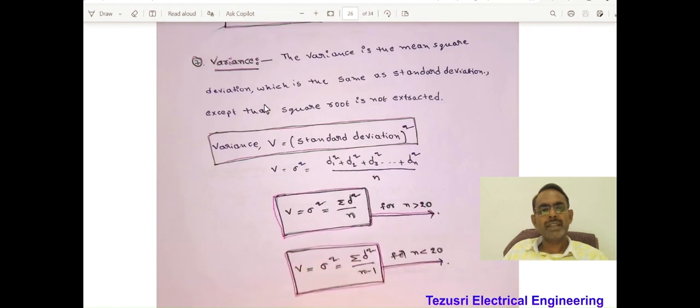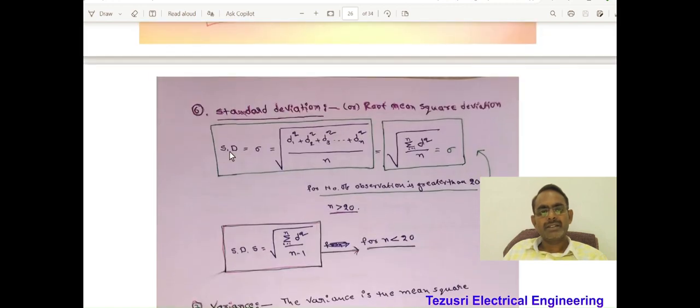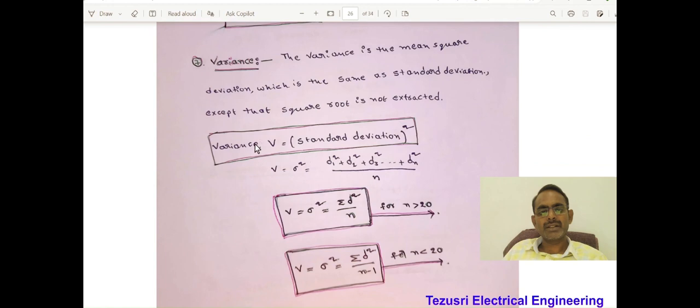Next, the important term, variance. The variance is the mean square deviation, which is the same as standard deviation, except that the square root is not extracted. That means variance equals d1 square plus d2 square plus dn square by number of samples. That means variance V equals standard deviation square. Standard deviation square equals d1 square plus d2 square plus dn square by number of samples.